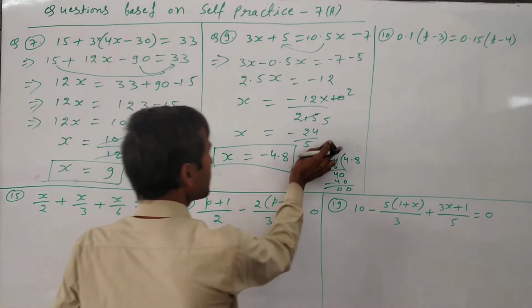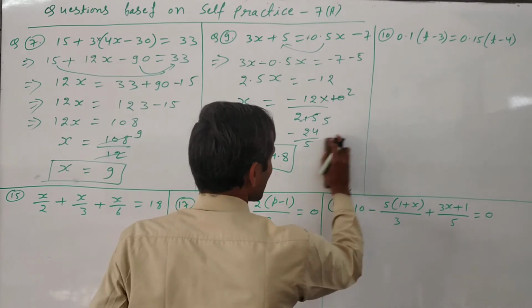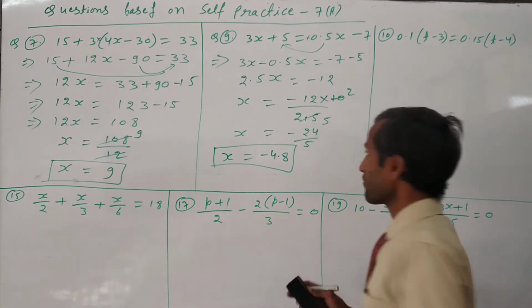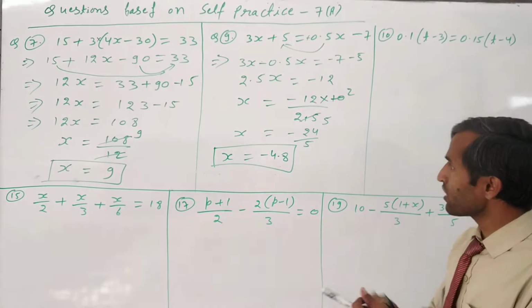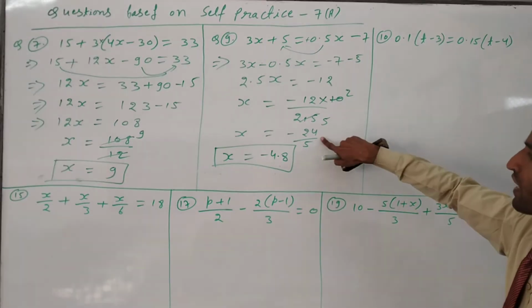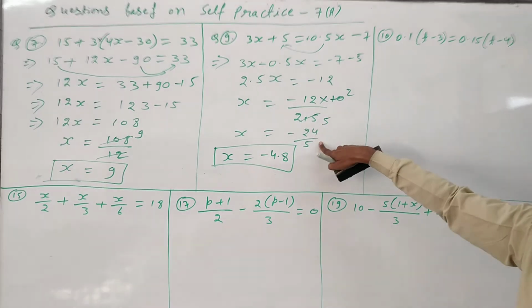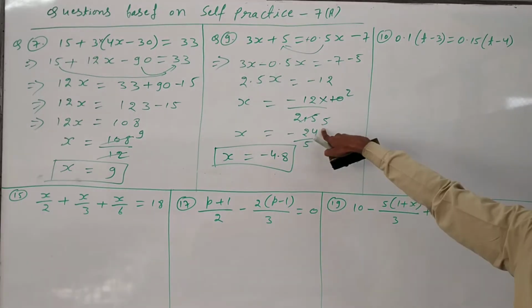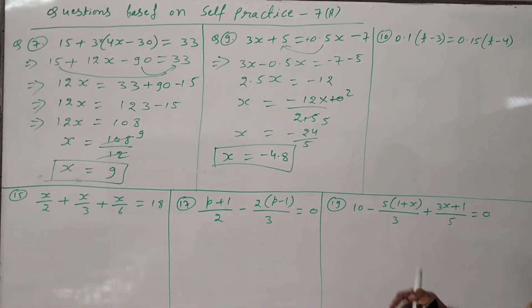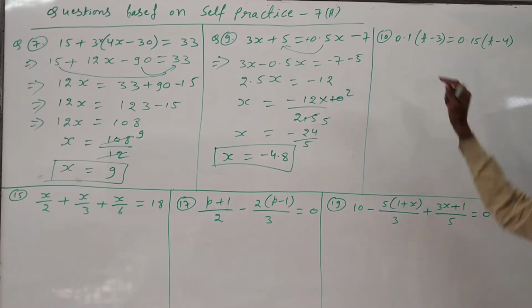Okay. Like that you can find it in decimal. So the answer may be in decimal or maybe in fraction also. In fraction this one is the answer, and in decimal this one is the answer. Or you can convert it to a mixed fraction also, because the numerator is greater than the denominator. That's why. Now question number 10.